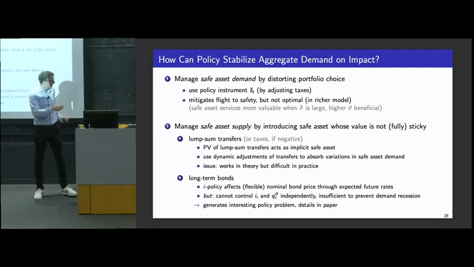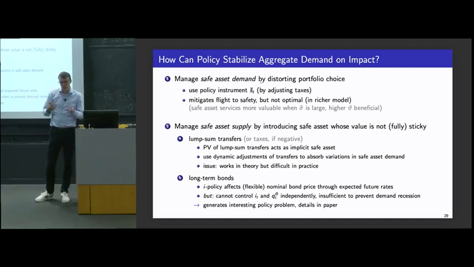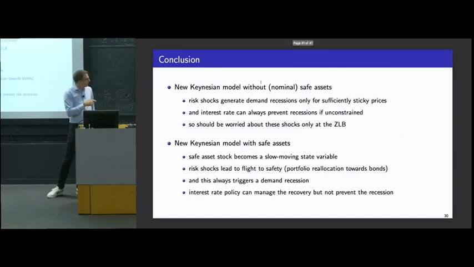And that's something I can't go into, but you can actually still not prevent a recession. But then there's an interesting policy problem where you can ask, what is the optimal thing to do given that I can't fix everything? And that's something we do in the paper, but I won't have time to talk about it. So let me stop here unless you have more questions. And thanks.